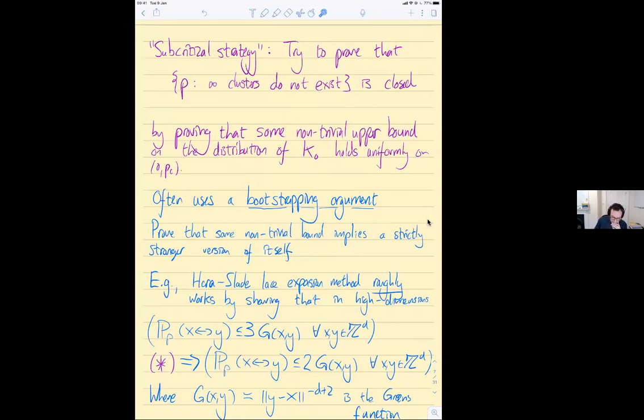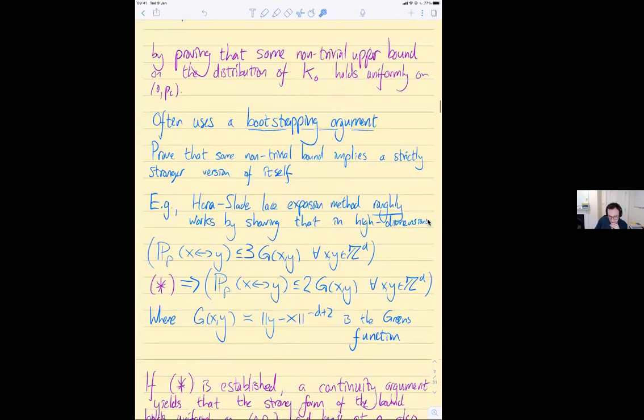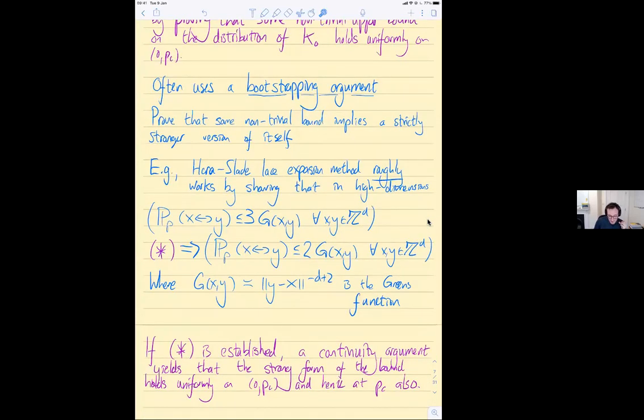Often the way this is done is using what's called a bootstrapping argument. The idea is that you choose some bound that you know is going to hold when p is very small, say, and then you prove that this bound implies a strictly stronger version of itself. Okay? That might seem like a strange thing to do, but if you can do that, then you actually deduce by continuity arguments that the strong form of the bound is going to hold uniformly on the whole subcritical phase.